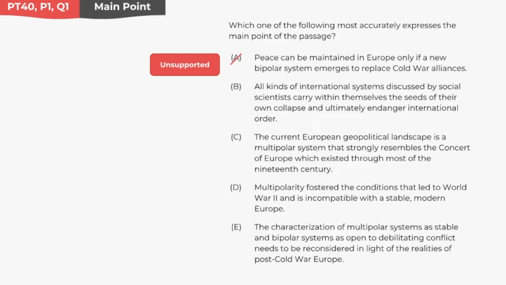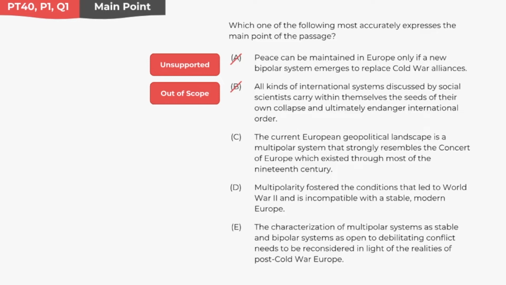If you look at answer choice B, it says that all kinds of international systems discussed by social scientists carry within themselves the seeds of their own collapse and ultimately endanger international order. This doesn't talk about anything related to a reassessment of a traditional view. Let's get rid of it. It's simply out of scope.